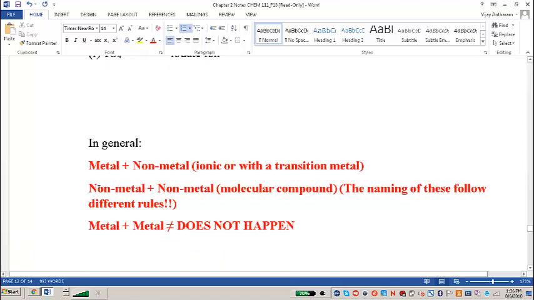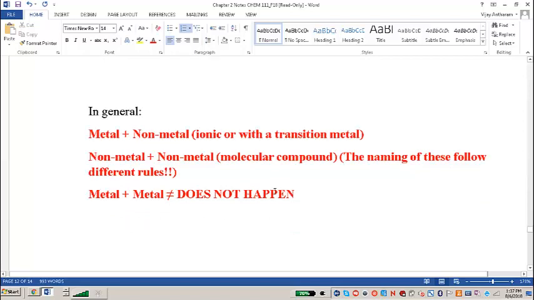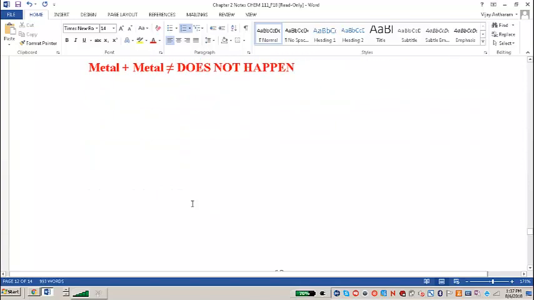Alright, very important highlights here. Metal plus nonmetal is an ionic compound. And if it's a transition metal, you're going to name it with a Roman numeral. Nonmetal plus nonmetal is going to use prefixes. Here's your carbon dioxide, here's your disilicon hexabromide, tetraphosphorus decaoxide. Nonmetal plus nonmetal, use those numeric prefixes. Metal plus metal, don't worry about it. We're not going to talk about it in this class.